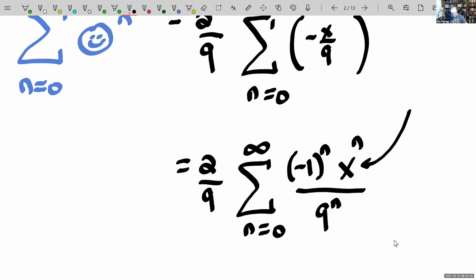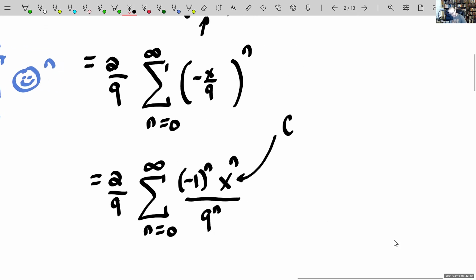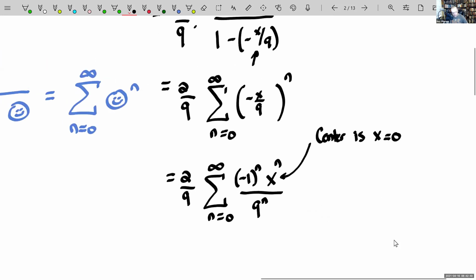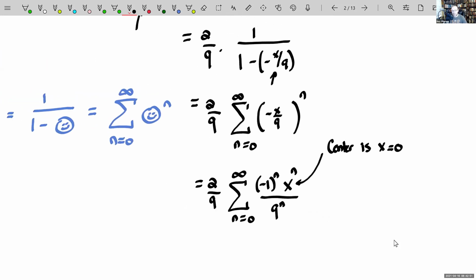0. Yeah, exactly. So the center of this power series is x equals 0. You were with me while I was driving everything else, correct? Like you were with me up until that point, hopefully.